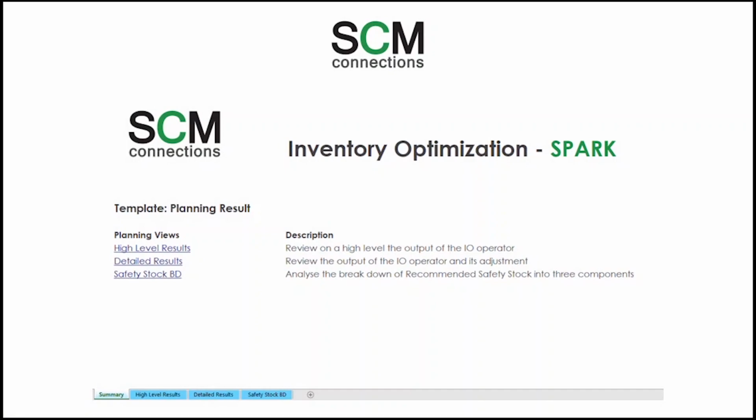Next, we will look at the Planning Results template. This template offers several planning views that allow the user to have a quick view of the recommended safety stock and proceed with further analysis if necessary.